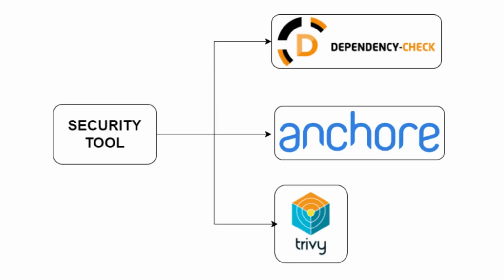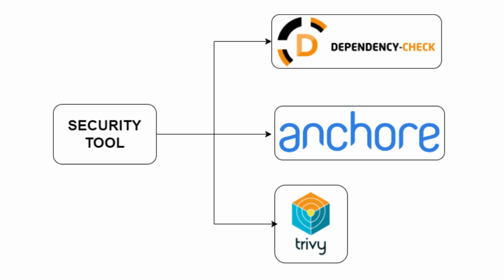At this point, other than DevOps, there is DevSecOps, which is basically extending DevOps with certain security tools. There are so many security tools, but three which I have used are Dependency Check, Anchore, and Trivy. Dependency Check is used for finding known vulnerabilities in your source code. Anchore may be used for scanning Docker images. Trivy can be used for scanning repositories, folders, file systems, Docker images, and Kubernetes clusters as well.